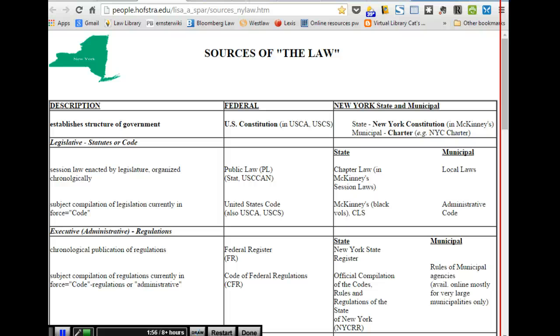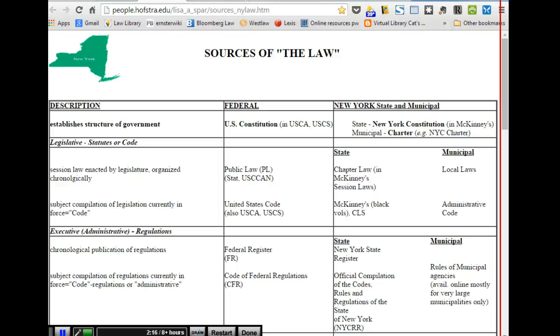So as I said, we're going to start today with the basics of getting to know the chart and the foundations of the sources of the law, and then for the latter part of class we will dive into the first area of the law that we're going to discuss, and that's going to be statutes.